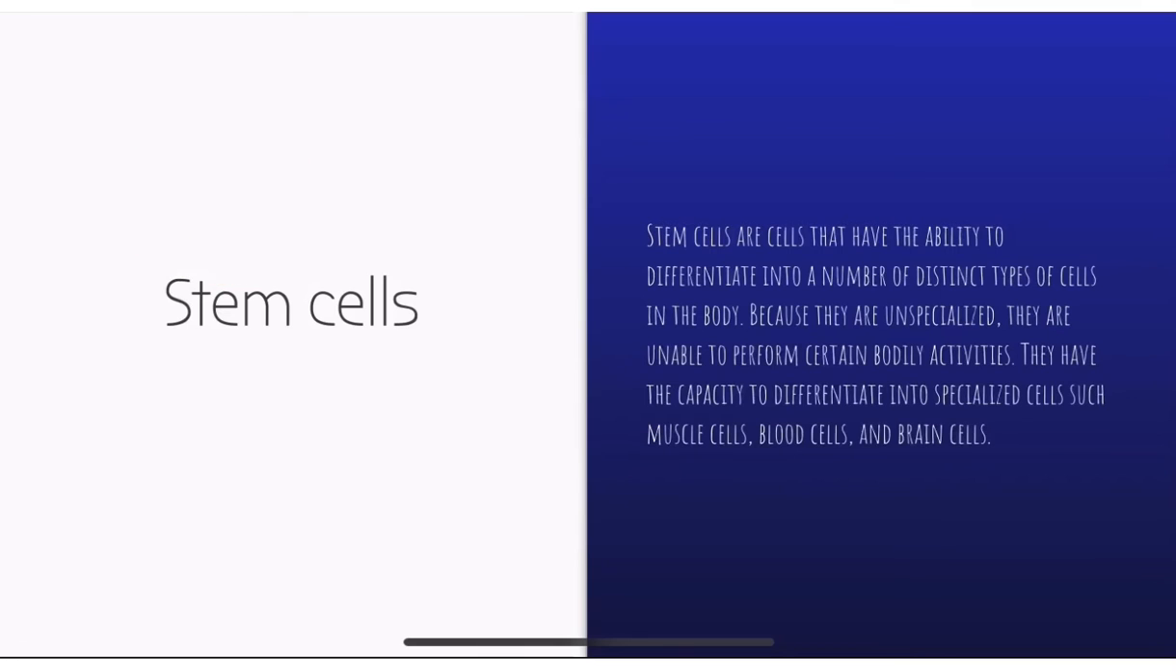Now for stem cells. Stem cells are cells that have the ability to differentiate into a number of different types of cells in the body, which we're going to talk about. And because they're unspecialized, they're unable to perform certain bodily activities. They have the capability to differentiate into specialized cells, which we're going to go over in just one second.